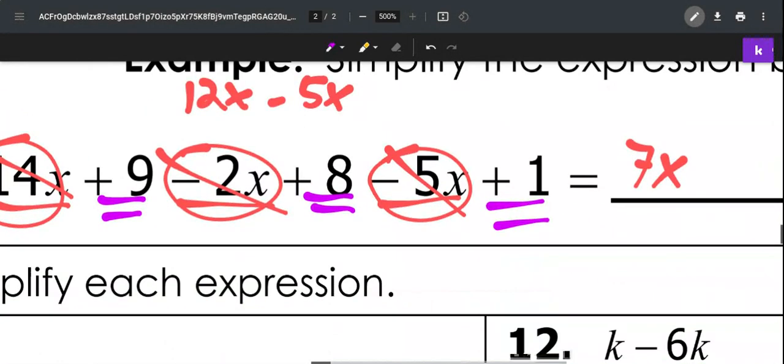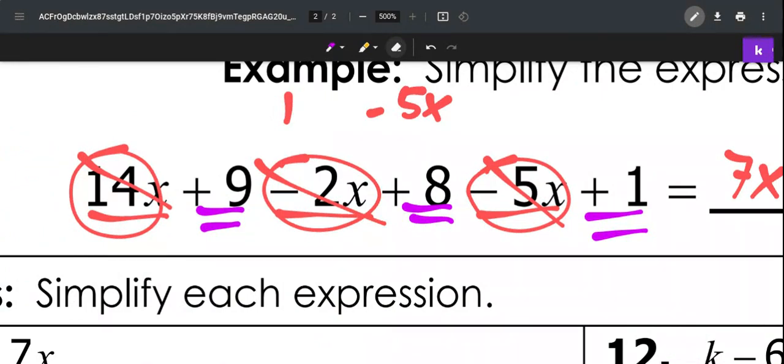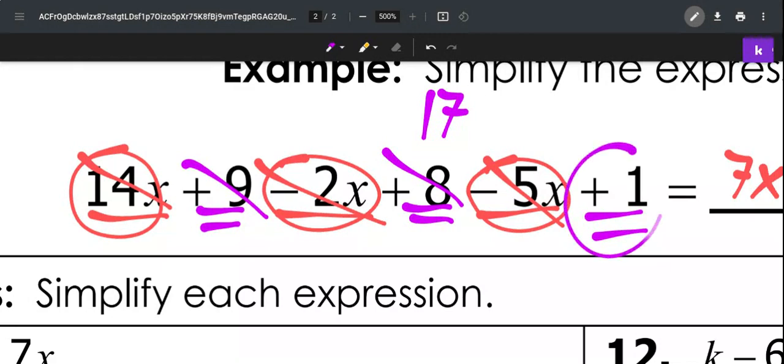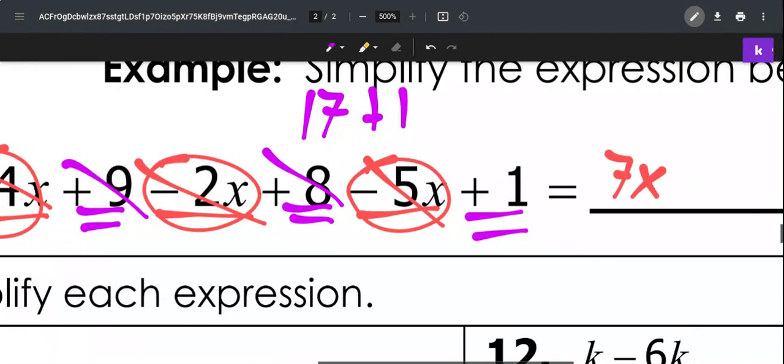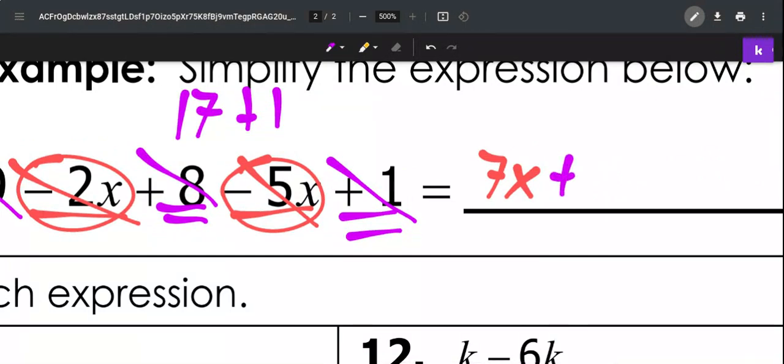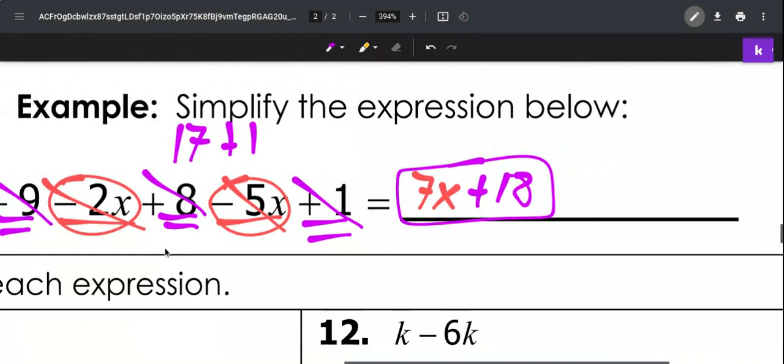All right, now let's finish this. So we've done the x's and we've crossed those out. Now let's look at our constants, which are 9, 8, 1. So 9 plus 8, because this is a plus 9, so that's positive 9. This is plus 8, so we're just going to add those two. 9 plus 8 would be 17. So we can cross those out. We get 17. Then we still have one more, plus 1. So plus 1. Then we can cross that out. So we have plus 18.